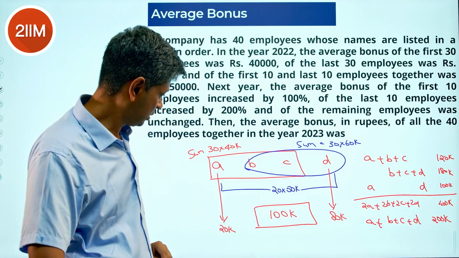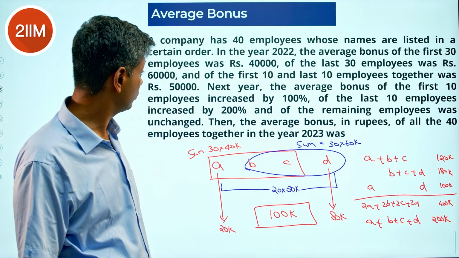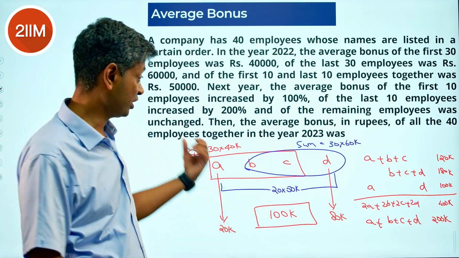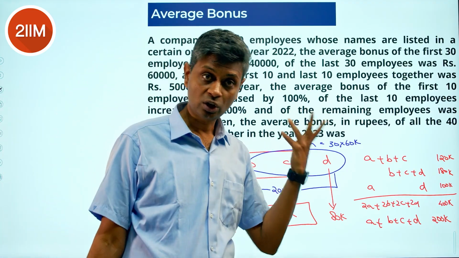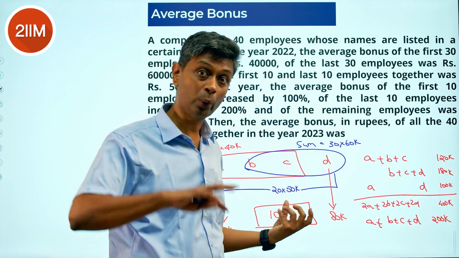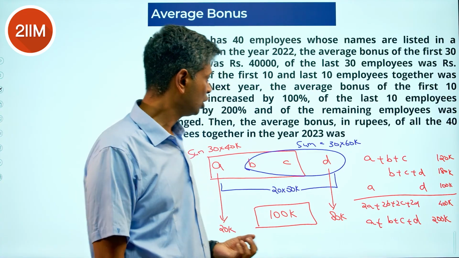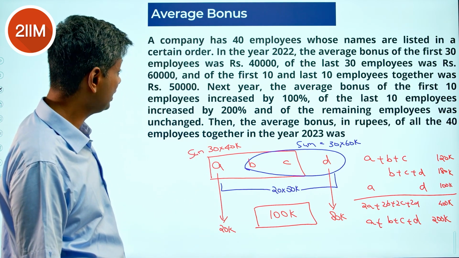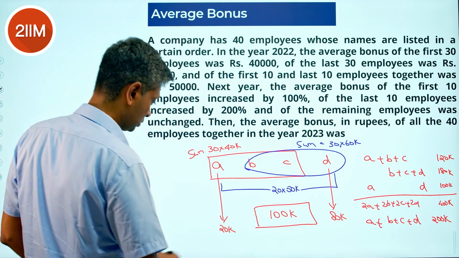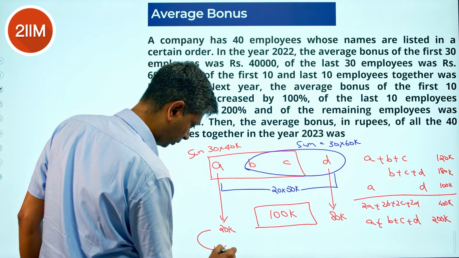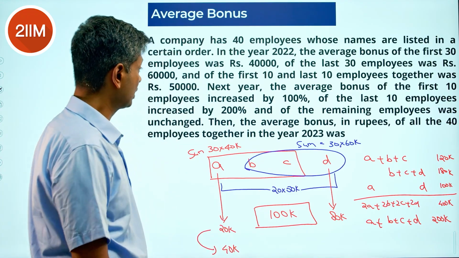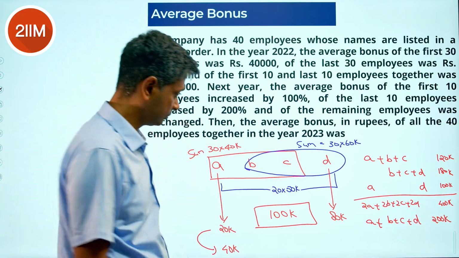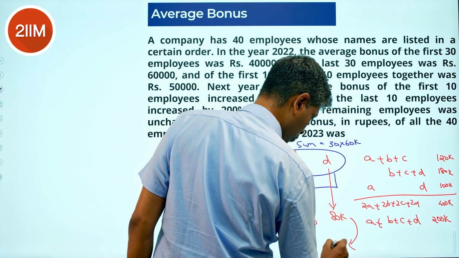Nice. Now let's think about this. The question doesn't stop with this, not saying what is the average of the first 10 or the last 10 or the middle 20. Right? The question says the average bonus of the first 10 employees increased by 100%. So this goes to 40k. Average of the last 10 employees increased by 200%, or this goes to 240k.